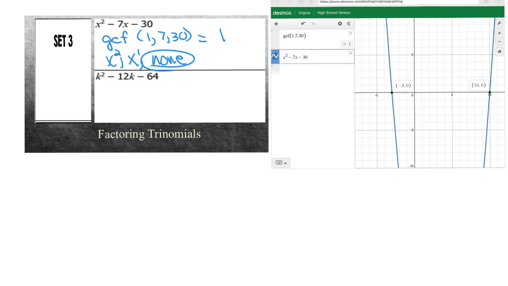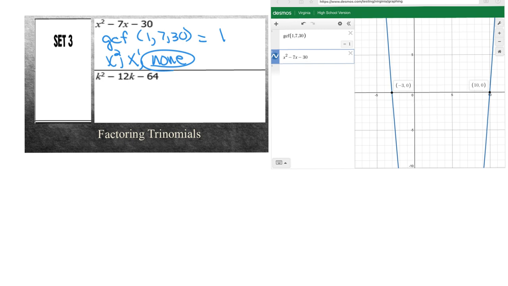All right, just like before, we find the GCF. The trinomial has the numbers, the coefficients 1, 7, and 30. The GCF of the numbers is 1. I compare the variables. I have x squared, x to the first, and none. Therefore, none go in the GCF, and my answer would just be the GCF is 1.